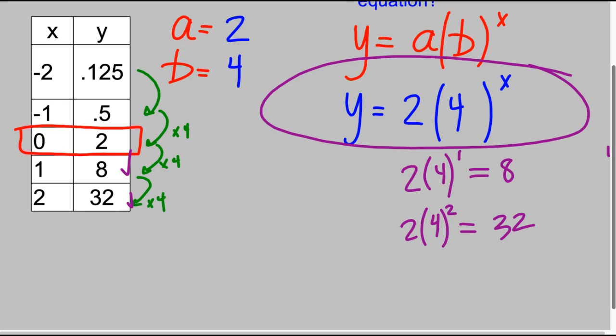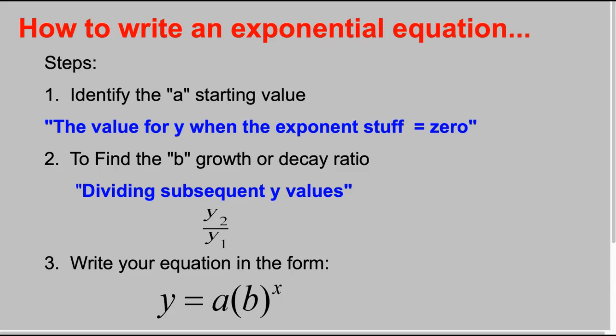All right, so that's writing it from a table. Let's do that a couple more times for practice. Here's the steps. I wrote these out in my own words a little bit. So how do you find the A value? That's the starting value or the initial value. And that's the value for y when the exponent is 0. So you can also think of it as, hey, at year 0.